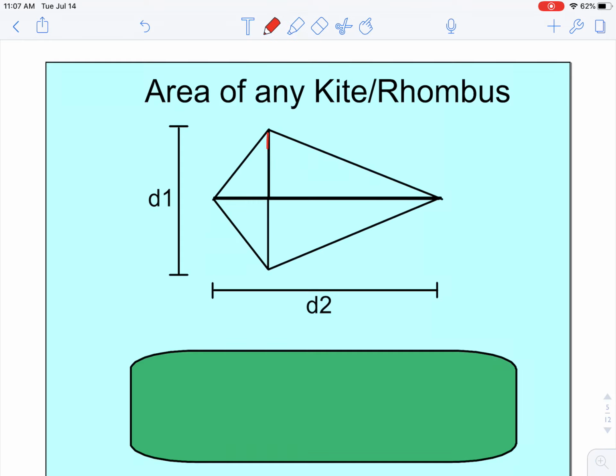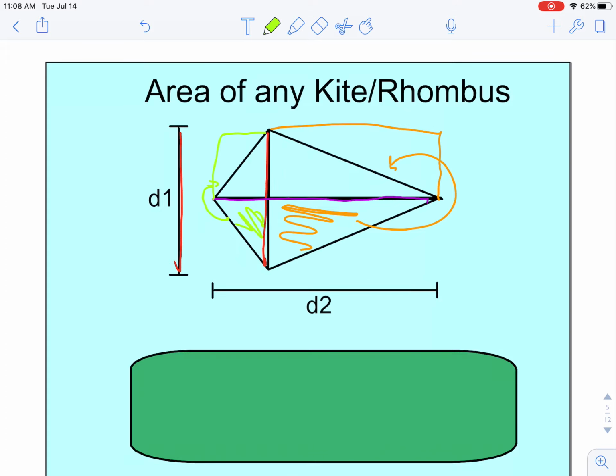If you look at a kite or a rhombus, we really don't have bases and heights in here. But what we can look at is this as being a diagonal, and this as being another diagonal. Okay, great, but how does that help us? Well, it turns out that if you take this piece right here and flip it around like this, and you take this piece right here and flip it around and put it right here, now the new figure that you have is this.